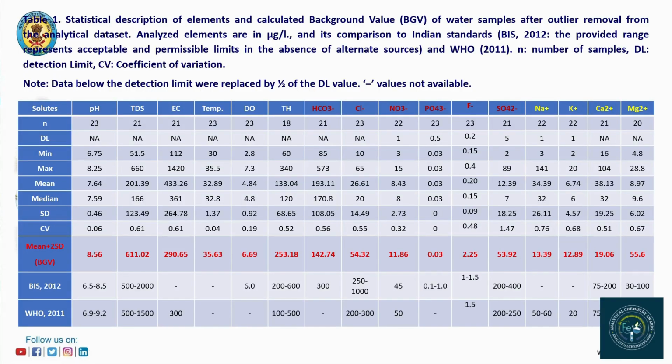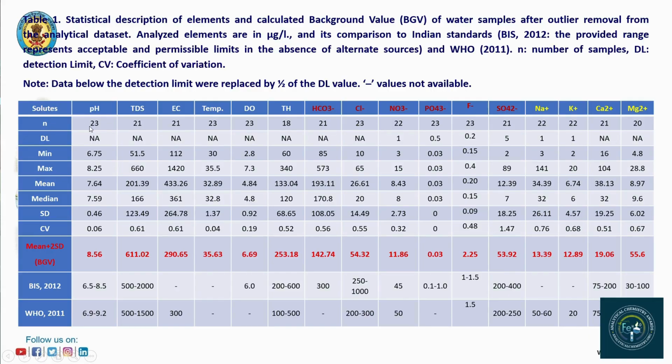This is the slide regarding the analysis of the physical parameters, what we have tested and analyzed. These are pH, TDS, specific conductivity, temperature, DO, and these are the anions: bicarbonate, chloride, nitrate, phosphate, fluoride, and sulfate, then sodium, potassium, calcium, magnesium, and these are the solutes.